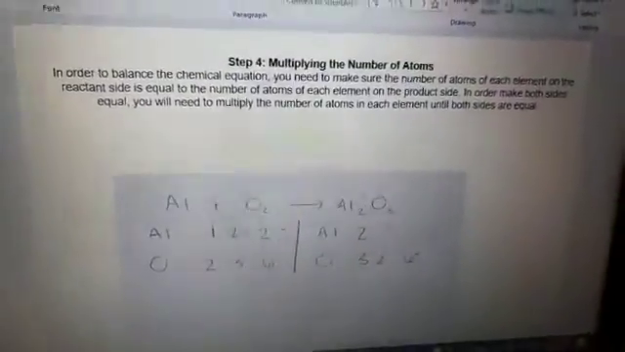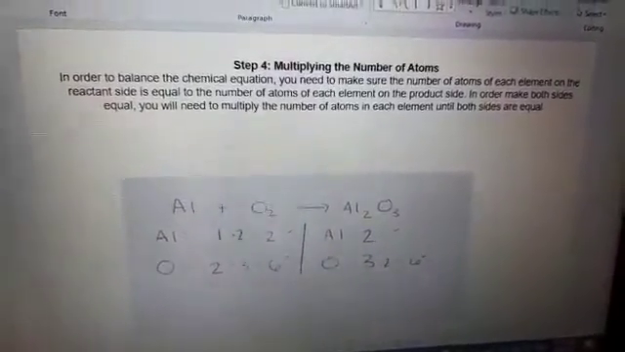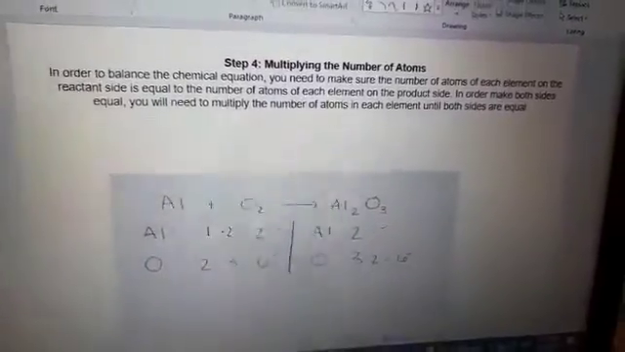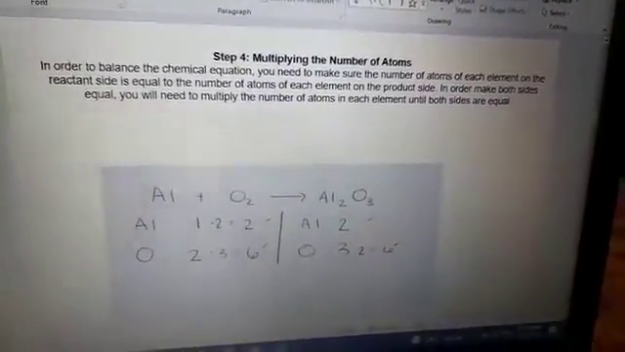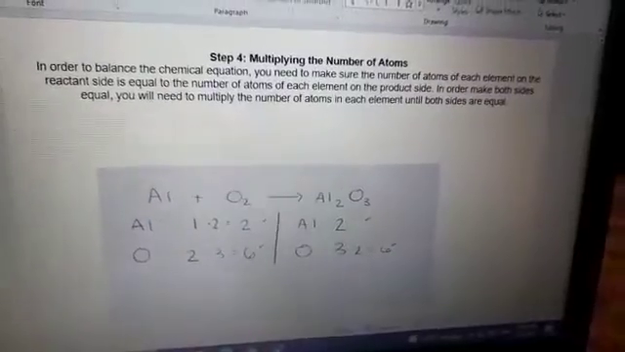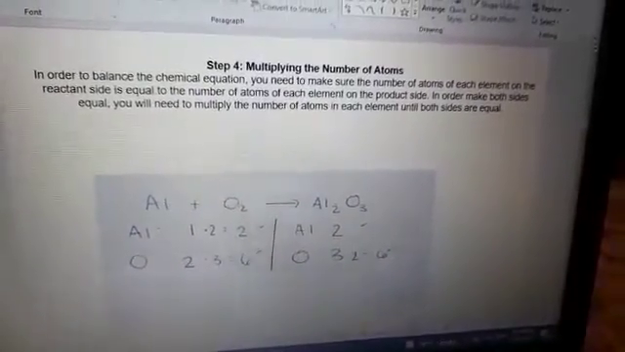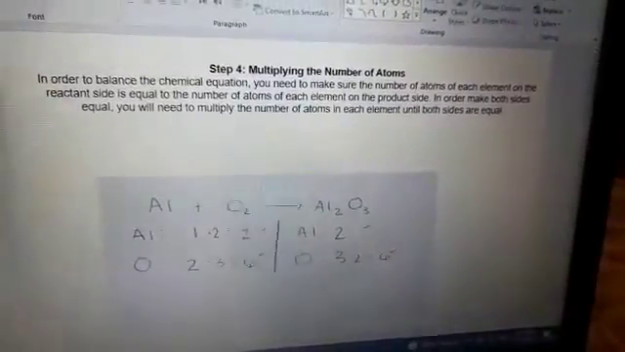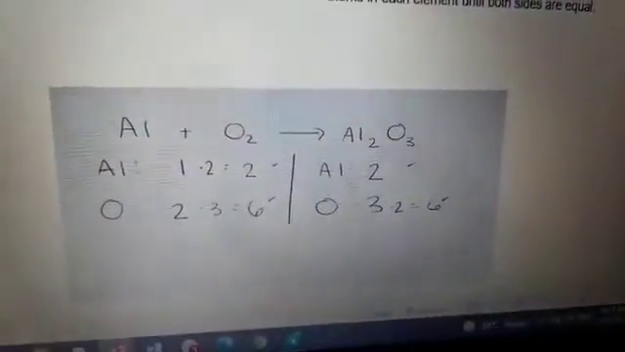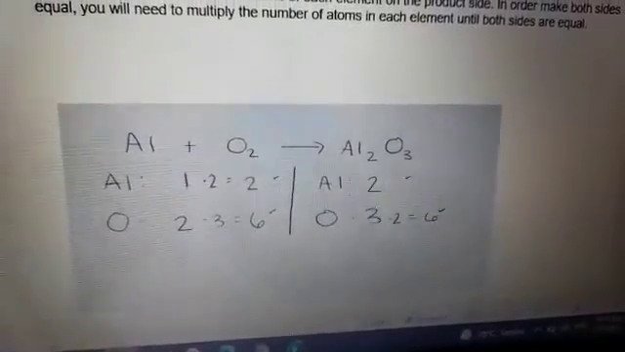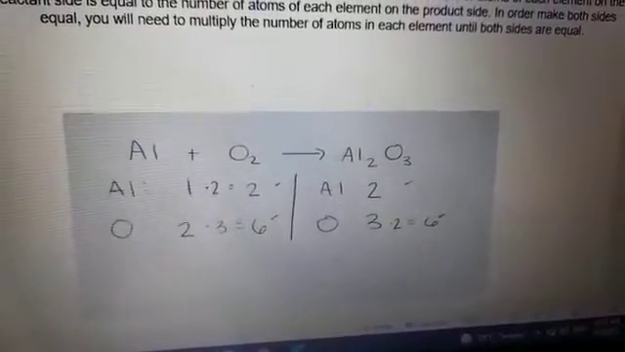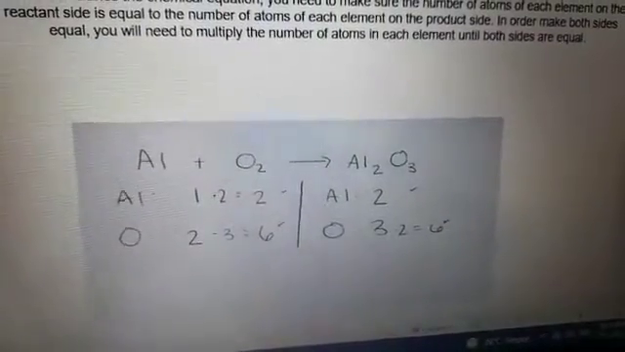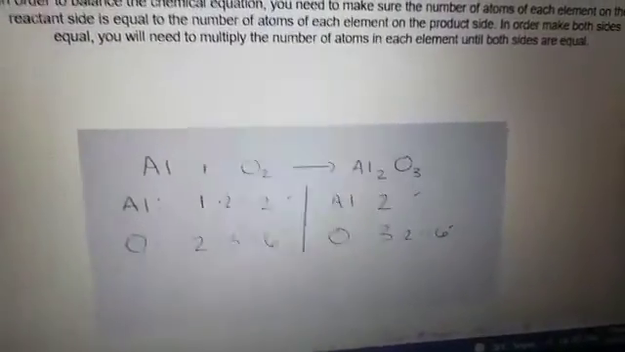Now step number 4 is multiplying the number of atoms. In order to balance the chemical equation, you need to make sure the number of atoms of each element on the reactant side is equal to the number of atoms of each element on the product side. In order to make both sides equal, you will need to multiply the number of atoms in each element until both sides are equal. Now you can see this picture here. Aluminum we multiply by 2 and oxygen we multiply by 3. So you can see the answer will be the same: 2 for aluminum and 6 for oxygen.